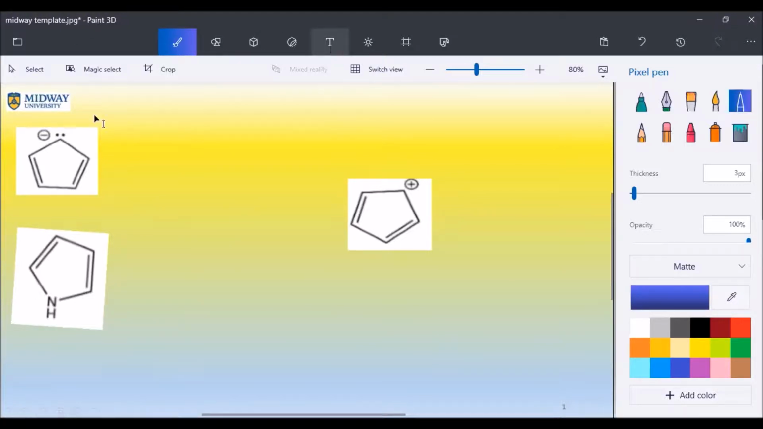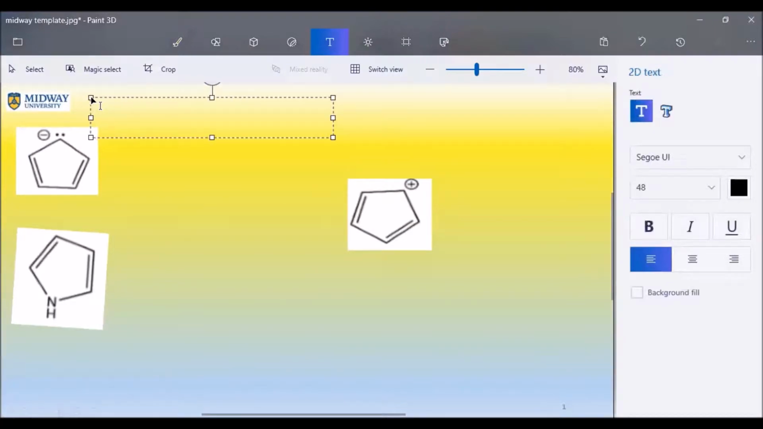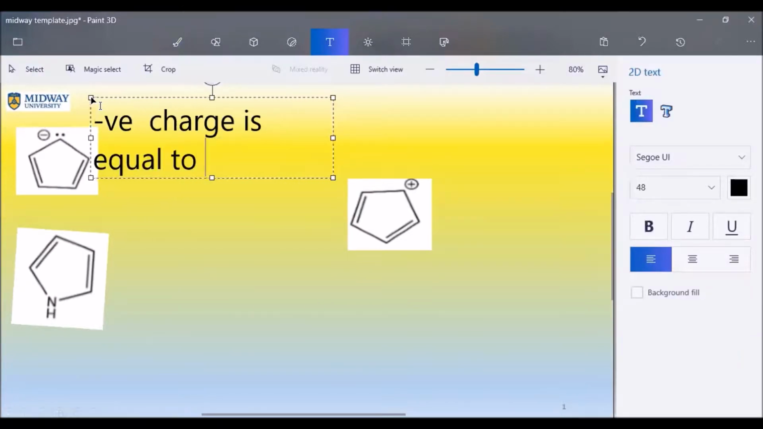So I'm going to actually write the statement here. Negative charge is equal to a double bond.